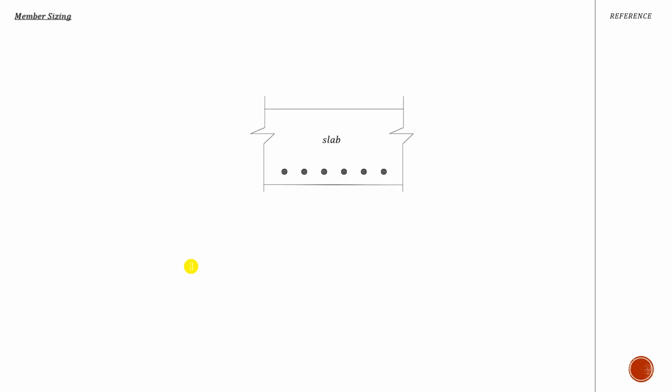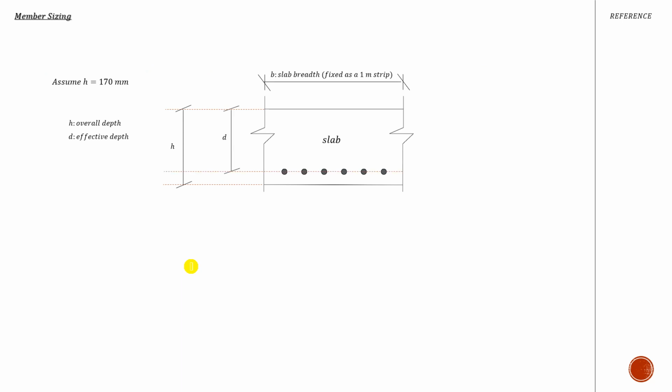Now let's go to the member sizing. It is an essential part of the design. I assumed my overall depth to be 170 millimeter, but the very important and essential term here is the effective depth. I don't need the overall depth more than the effective depth. It is really an important term, and without it you cannot assign the area of reinforcement, you cannot check your deflection, so on and so forth. There are many things you will not be able to do without determining the effective depth of your slab.